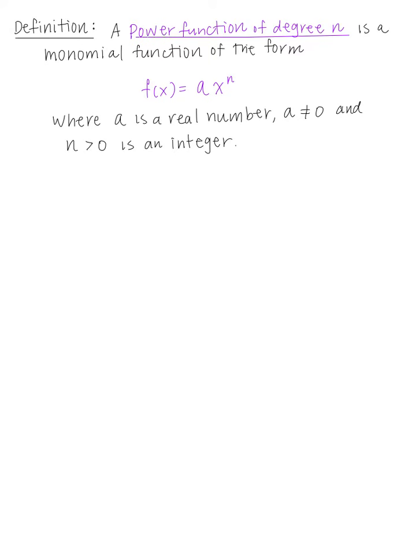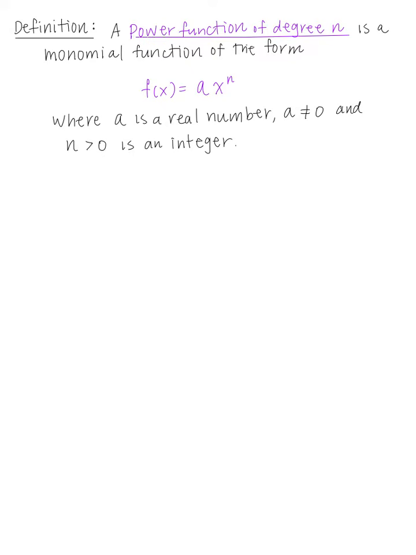All right, now let's talk about the power function. So let's go with the definition. It says a power function of degree n is a monomial function of the form f of x equals a times x to the n, where a is a real number, a cannot be 0, and n greater than 0 is an integer. So monomial is nothing but a polynomial with one term. And binomial, I'm sure you've heard that before. Binomial is the same thing. It's a polynomial with 2 terms. And trinomial is a polynomial with 3 terms.